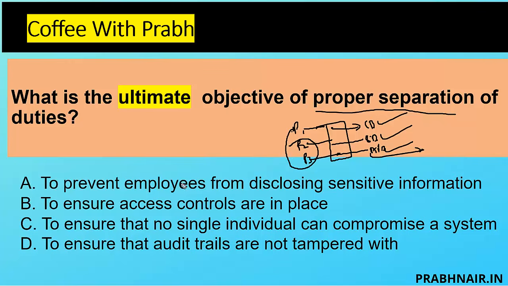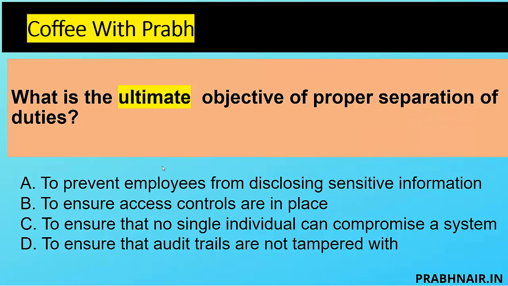Option A is to prevent employees from disclosing sensitive information. Separation of duty is not limited to only confidentiality, it also talks about integrity, so that is not the primary objective. Option B, to ensure access controls are in place. Okay, but how do we audit? Because separation of duty itself is a control. Option C, to ensure no single individual can compromise the system, which is actually true. Power is not limited to one person. And option D is to ensure that audit trails are not tampered with, which does not even connect with the question. So the closest answer is C for Charlie.